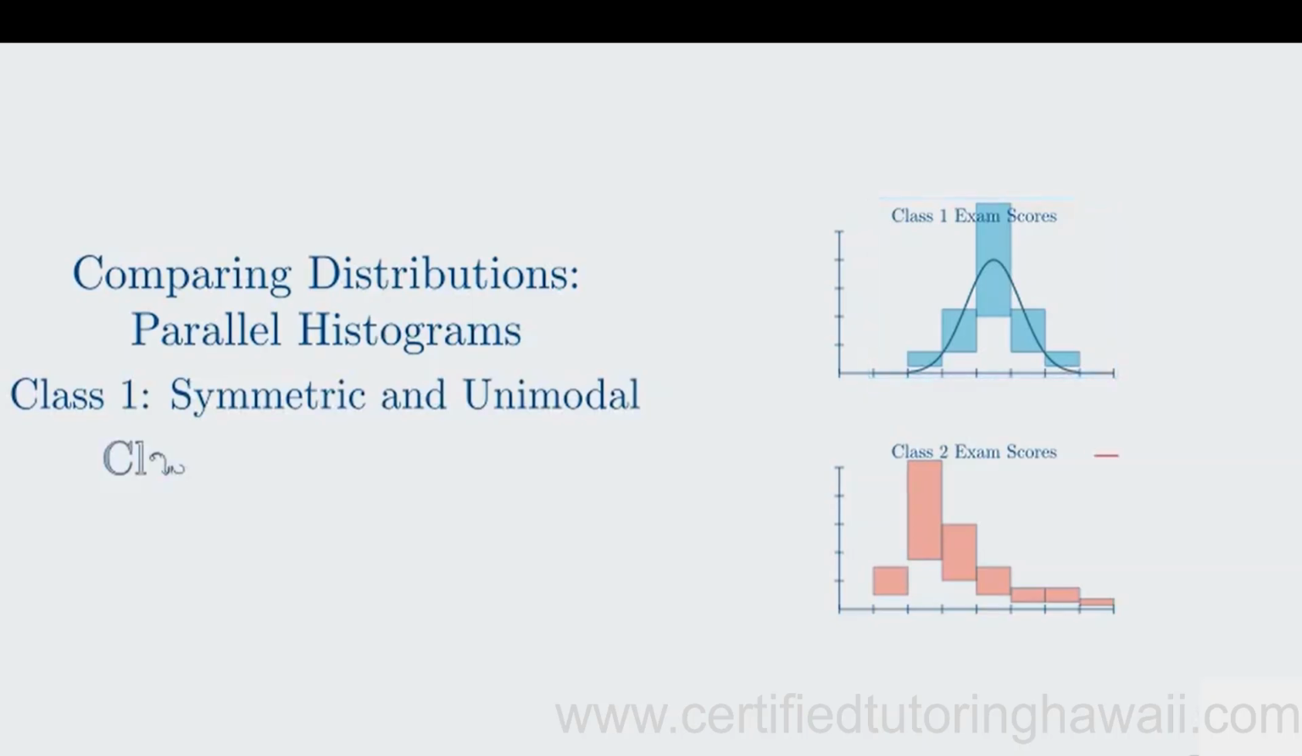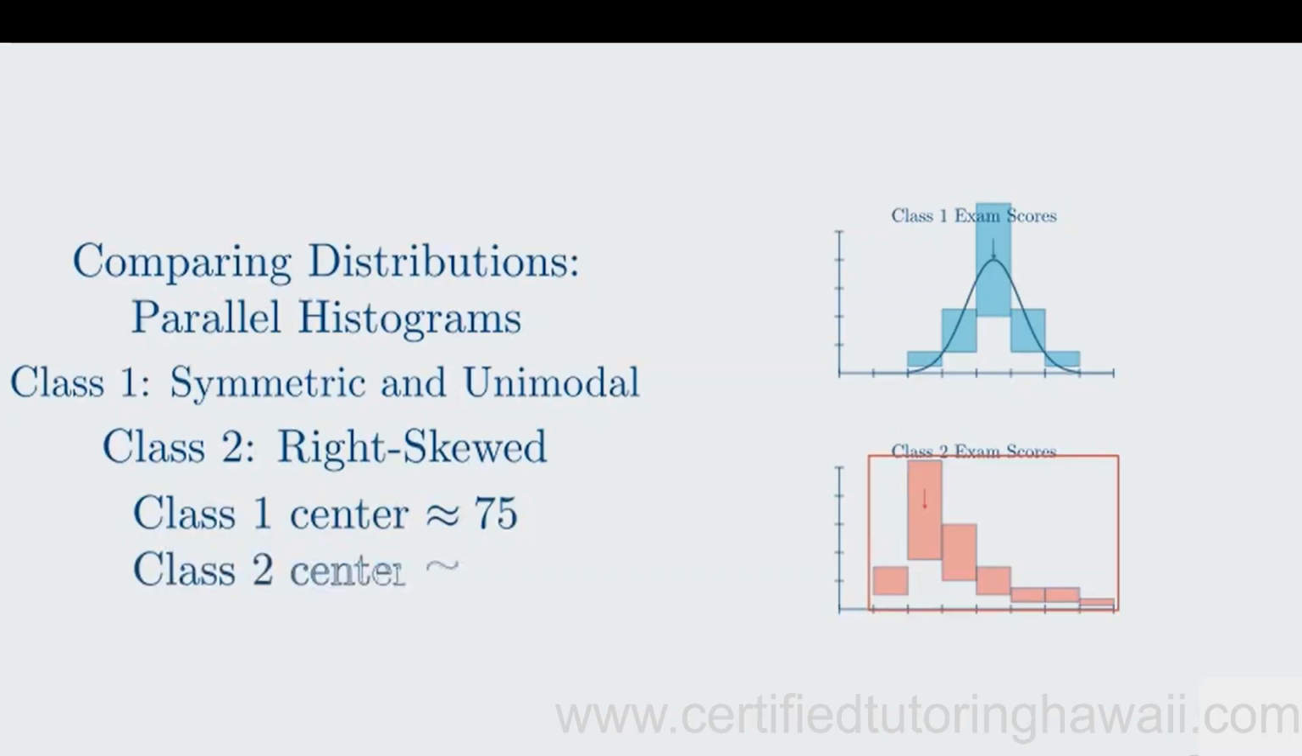However, Class 2's distribution is strongly skewed to the right. This means that while most students scored lower, there are a few students with much higher scores pulling that tail out. Comparing the centers, we can see the peak, or mode, for Class 1 is significantly higher than the peak for Class 2. In general, students in Class 1 performed better than students in Class 2.